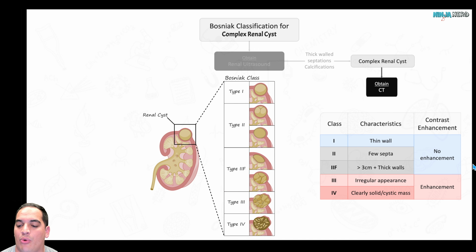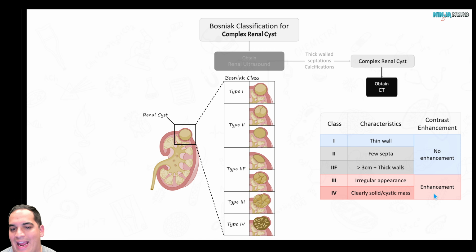So again, it's really important to remember that oftentimes with 1 and 2, it's not as concerning. These are the ones that I would probably say we don't need to do anything about. We can just reassure the patient and they don't need to get any follow-up imaging. When I get to 2F, even though there's no enhancement, because of the size and the thickness of the walls, I'm going to say let's get a follow-up imaging in a couple months just to be safe.